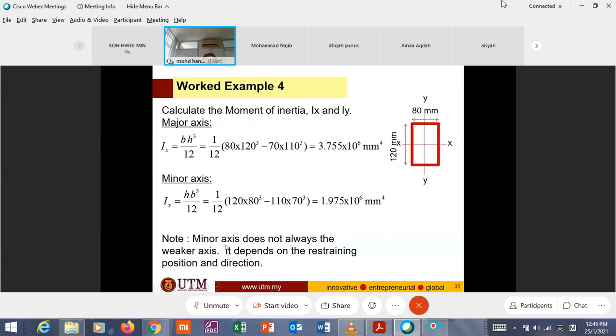Now, I put a note here: minor axis is not always the weaker axis. It depends on the restraining position and direction. Not only position, but also direction. Look at this example. Now we go to A.